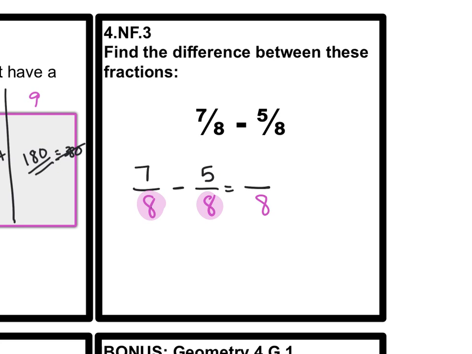When you're adding or subtracting fractions, if the denominators are the same, you'll leave them the same. Now what I'm going to do is take my 7 minus 5. So 7 minus 5 is 2. And so the difference between 7/8 and 5/8 is going to be 2/8. That's it.